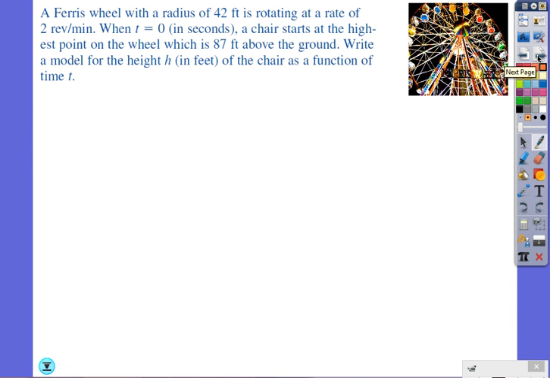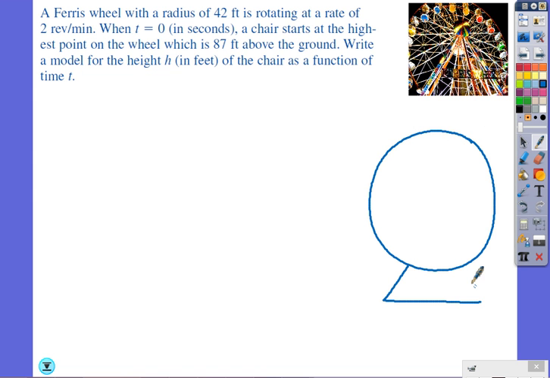Ferris wheel problems. I have to draw the Ferris wheel in order to picture this. So, Ferris wheel, round on some sort of stand. It says that this Ferris wheel has a radius of 42 feet. And I think we're going to be talking about the height, so I'm going to put the 42 there. And here'd be another 42.